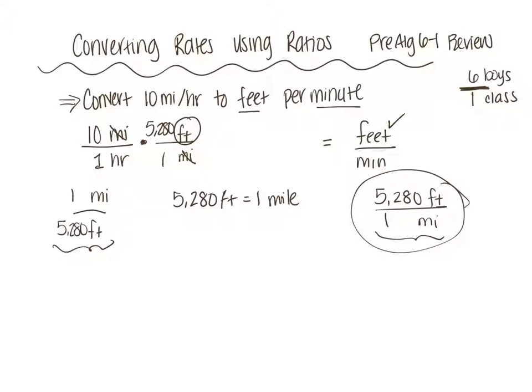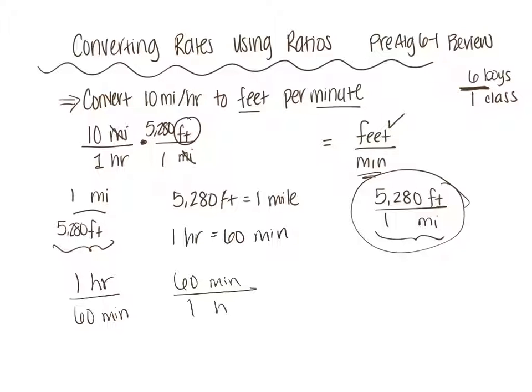I still have hours. So I need my hours to get to minutes. What do I know about hours and minutes? Well, I know that 1 hour is 60 minutes, so let's express that as a ratio. 1 hour to 60 minutes. Or 60 minutes to 1 hour. Do I want minutes on top or on bottom? Well, it depends on my hour. I need my hours to cancel out. So do I need my hours on the top or on the bottom? Hopefully you said on the top. Good. So if hours go on the top, minutes go on the bottom. And 1 hour is 60 minutes.